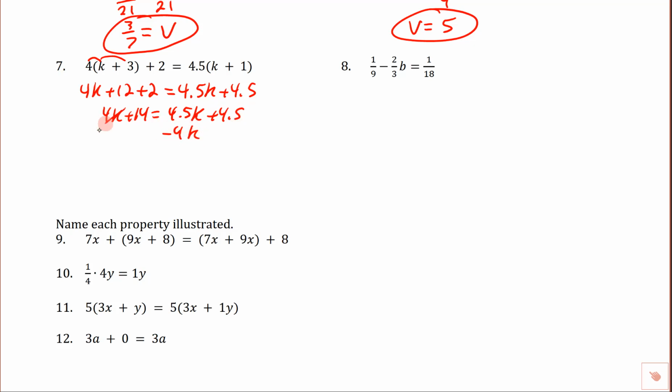And we're going to move the 4k to the other side. We're going to subtract 4k. We're also going to move this 4.5 over there. So we've got the variables on this side and then the constants on this side. So double check me here.